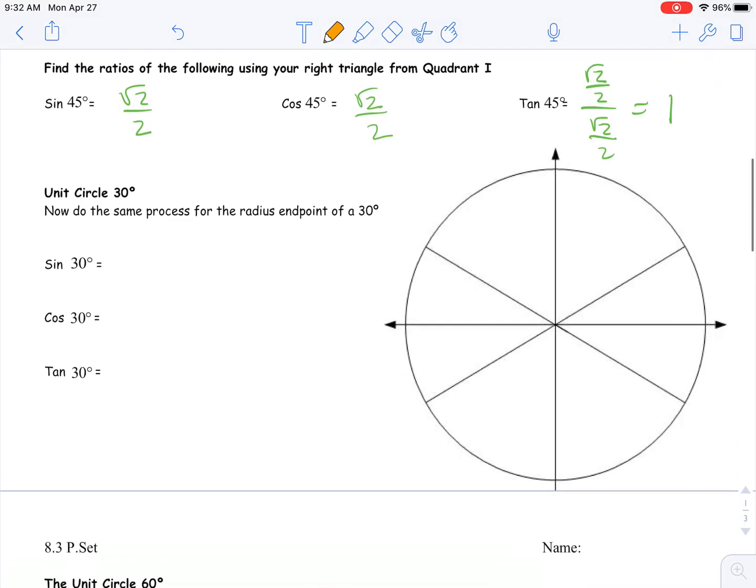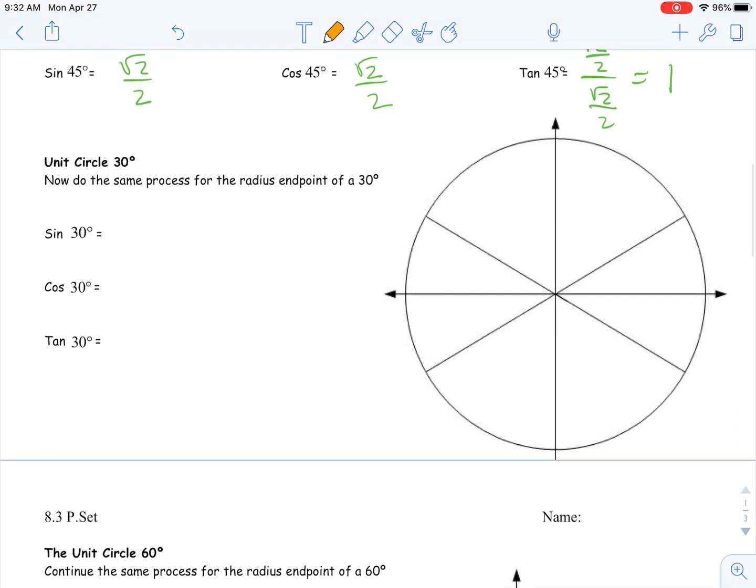All right, we are back and going to do the same thing we did for the 45-degree angle in the unit circle with a 30-degree angle in the unit circle. So again, I've labeled the radius with a 1. That's what makes this a unit circle. And the radius this time is stemming out from the center at a 30-degree angle. So 30-degree angle in all these quadrants.